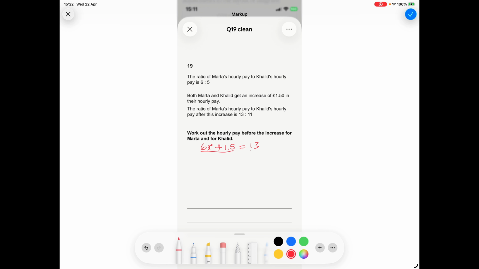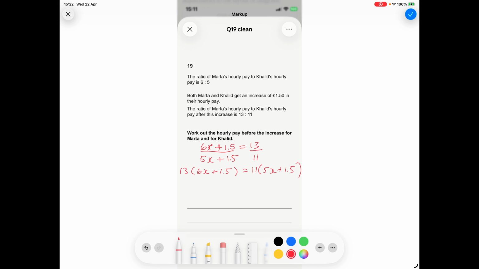And we put that over 5x plus 1.5, and that's over 11. And then you cross multiply, so you get 13 times 6x plus 1.5 equals 11 times 5x plus 1.5. Now, I'm not that good at timesing 1.5 by odd numbers, so I'm going to do this in a calculator because it's laziness really, but we're allowed to be lazy.